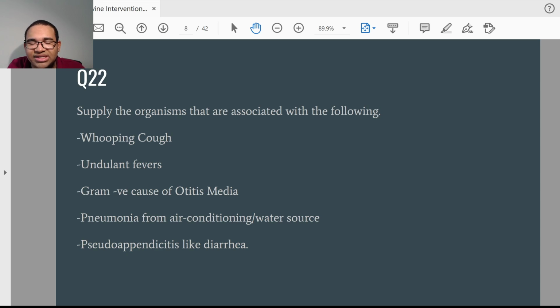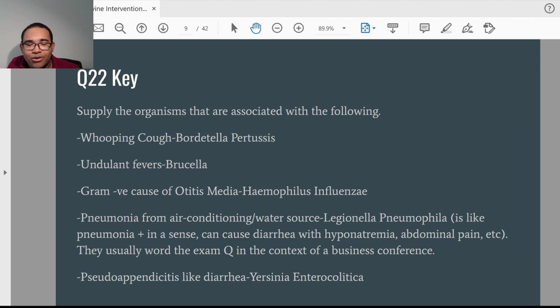And then a pseudoappendicitis-like diarrhea. It's going to be a bloody diarrhea, right? This is Yersinia, right? That's Yersinia enterocolitica. Okay, so those are the answers there. I think I've talked about all this stuff, so I'm going to keep chugging along.